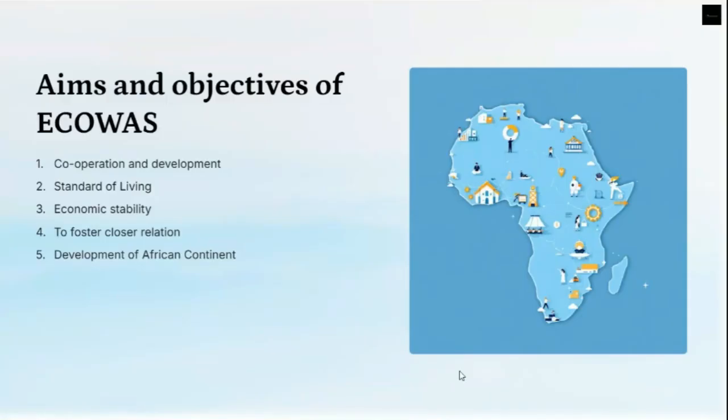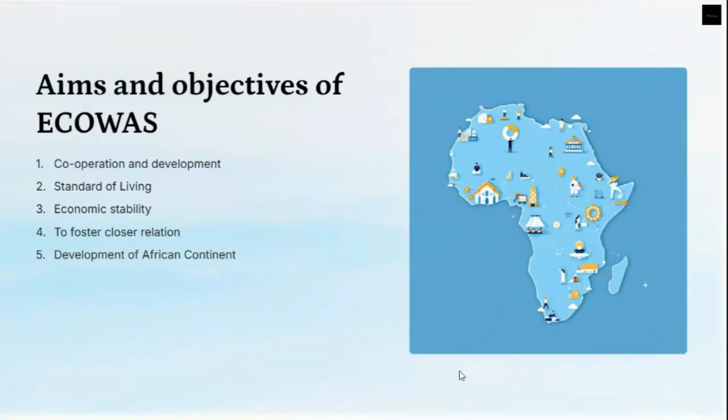Then to foster closer relations, not only for economic development, but also to foster a close relationship between what? Between these West African states, close relationship. So they will achieve this by encouraging what? Free movement of citizens and goods and services, to foster close relations, which includes free movement, citizens moving with their goods and services. Then another thing is development of the African continent. Their aim was to what? To develop the African continent, the progress of the African continent.